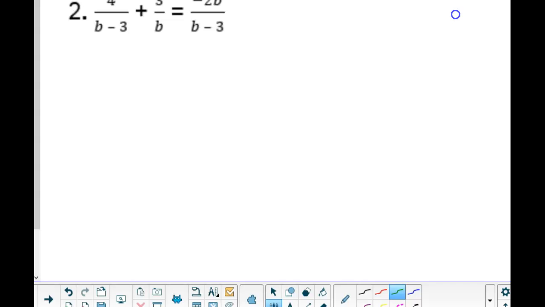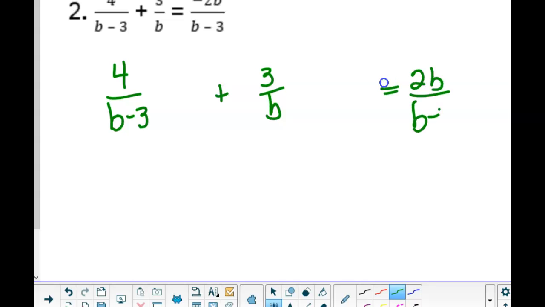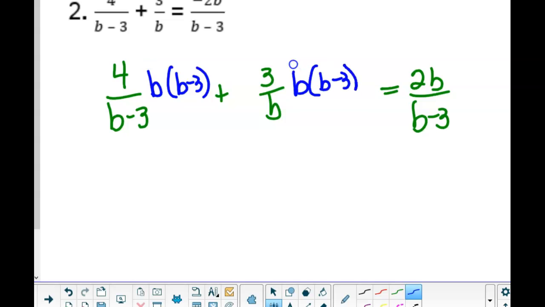Last one of the day. Common denominator has to have both what? A b and a b minus 3. A b times a b minus 3. Everybody okay? So I'm going to write the original problem down. And then I'm going to show that I'm multiplying each piece by both a b and a b minus 3.